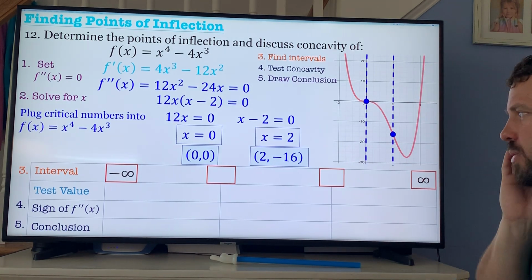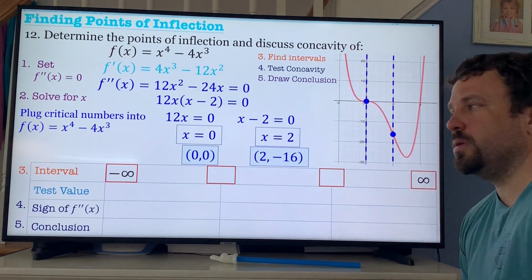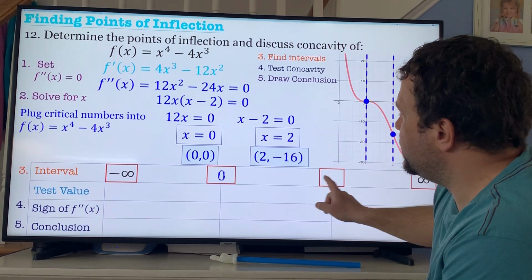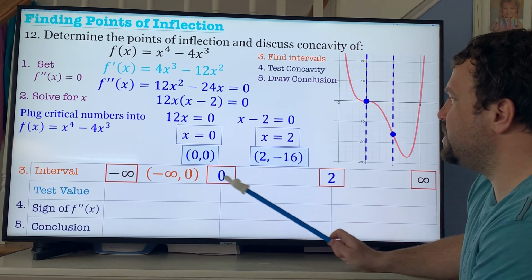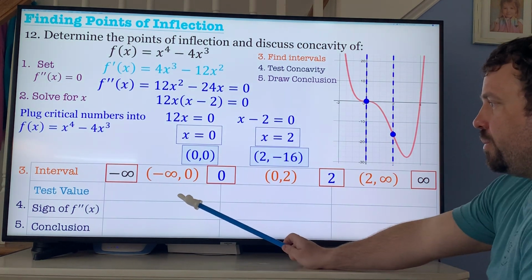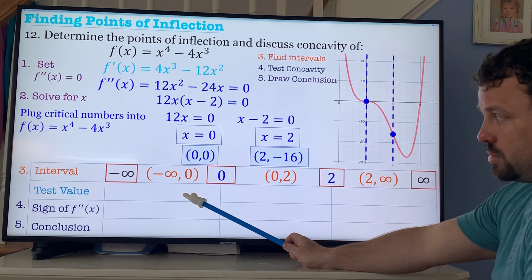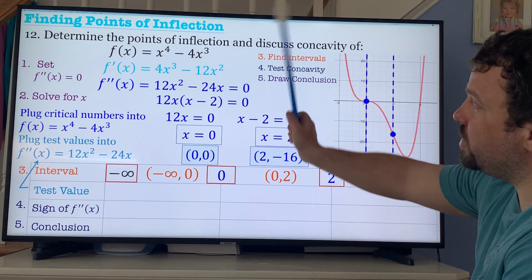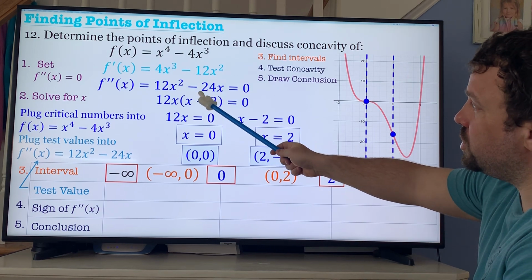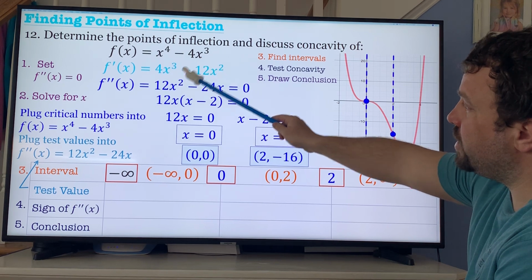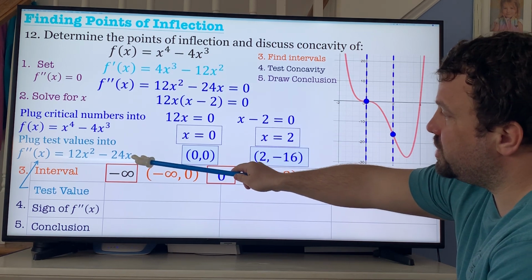So now I've got my actual points, and now I want to find the intervals. What's it doing between these points? So this is 0 and 2. First interval is negative infinity to 0, 0 to 2, and the third one is 2 to infinity. Pick your test values. Negative 1. Now your test values go into the second derivative. Critical numbers go into the original function. Test values go into the derivative.